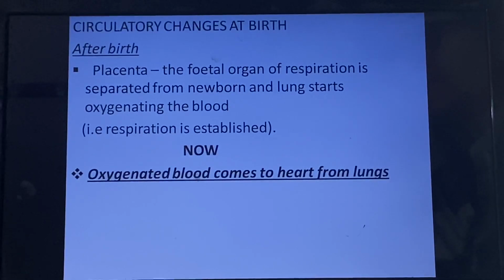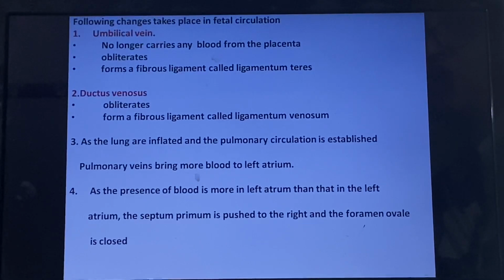So what are the circulatory changes happening at birth? After birth, the placenta, the fetal organ of respiration, is separated from the newborn and the lungs start oxygenating the blood. So respiration is established. Now the oxygenated blood comes to the heart from the lung. So the following changes take place in fetal circulation.